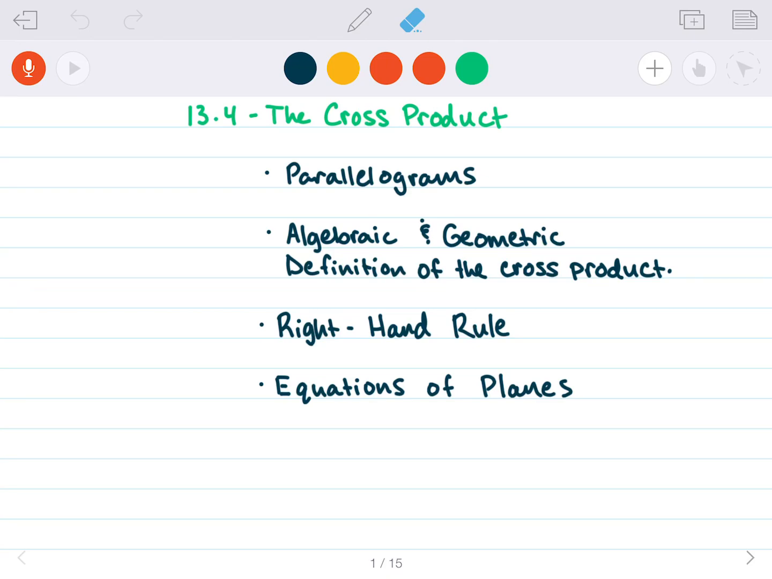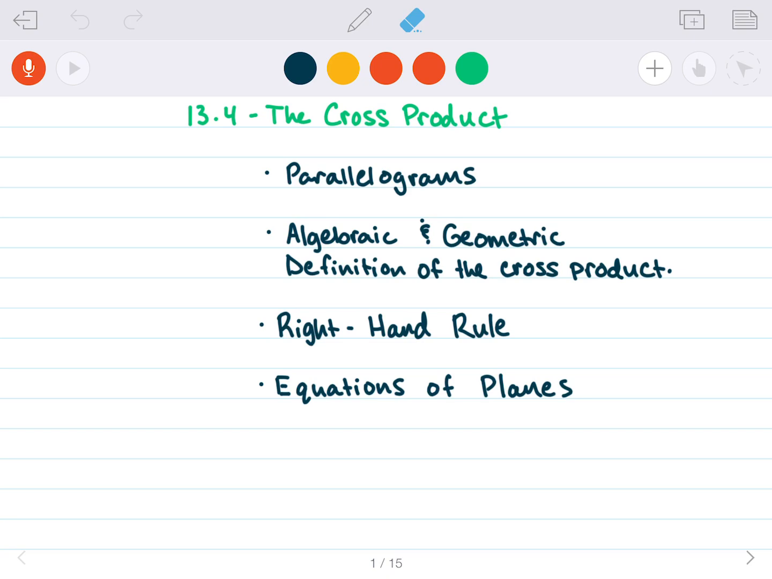Hey guys, in this video we're going to talk about Chapter 13, Section 4, the cross product. In the last video we talked about the dot product. We talked about creating a product between two vectors, and the product in question was a scalar, right? It was just a number.